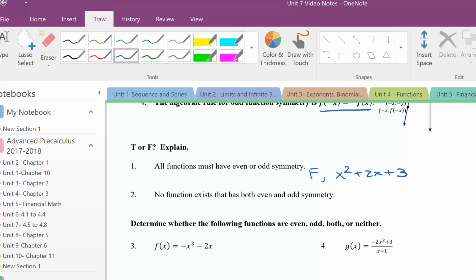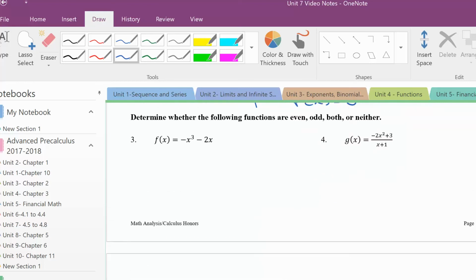No function exists that has both even and odd symmetry. That is false as well. There are a few functions that are both even and odd. One of them that comes to mind is just simple f of x equals 0. That is an even and odd function.